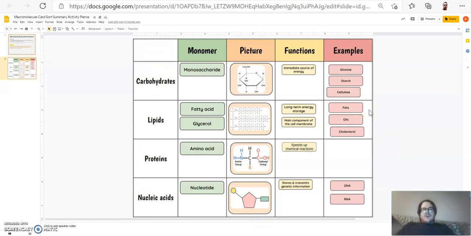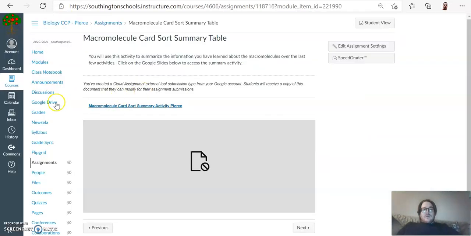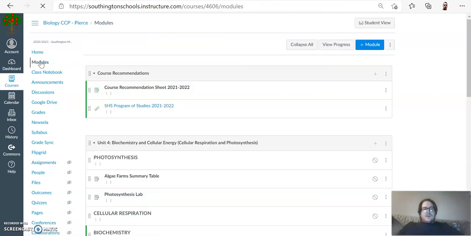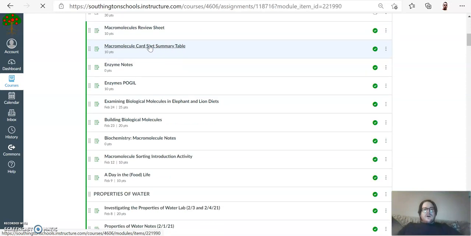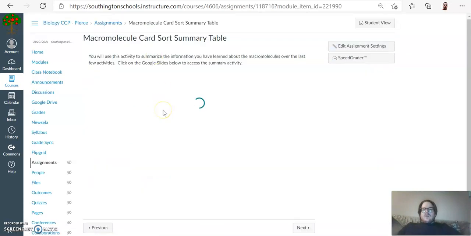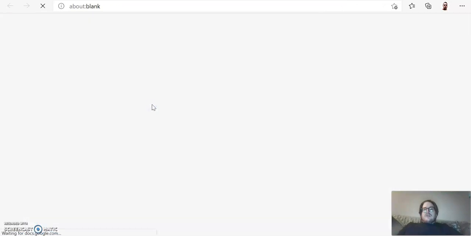All right, awesome. We're just about out of time for class. So I want to show you what I'm going to assign you for homework, and you could use that graphic organizer to work on that. I have it published as Macromolecules Review Sheet. Over the course of this weekend, open this up, and it'll be a worksheet form of that table that we just did.